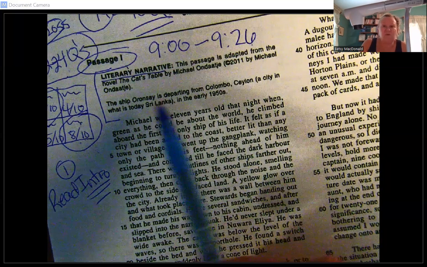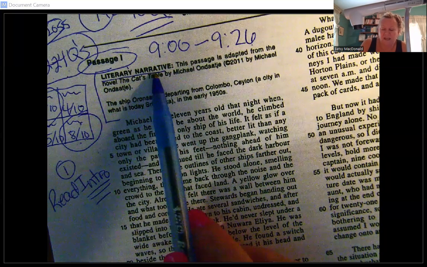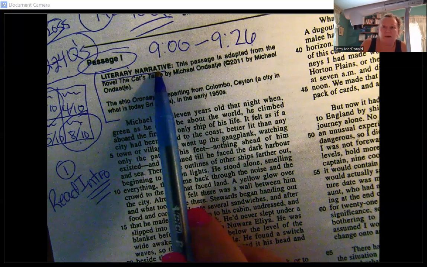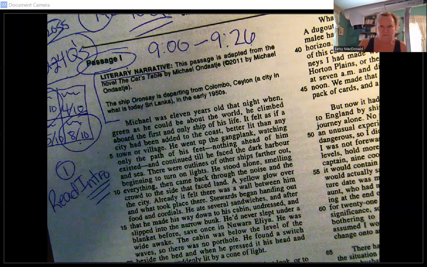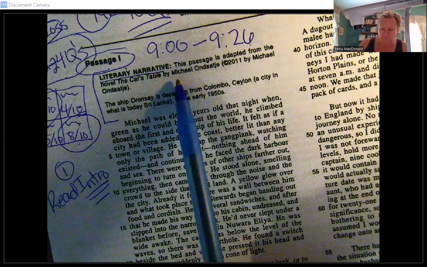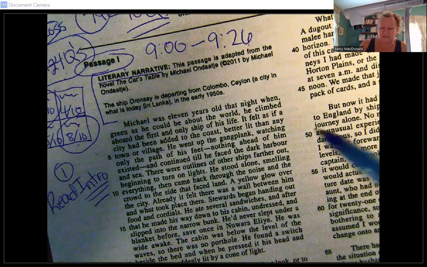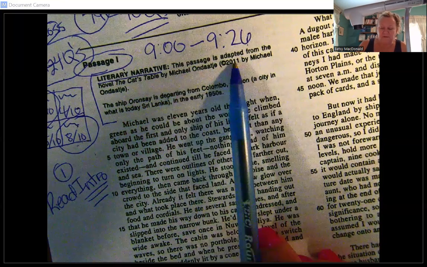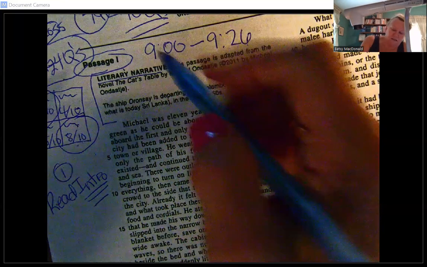All right. So we know already a literary narrative. Miss, what does that mean? It's somebody's story. Somebody is telling a story. They might be telling their own story. They could be telling someone else's story. Make sure I don't run over on time. But this is a good thing for you to know. You've got to know what the background of the story is so that you're already set up for success. The passage is adapted from the novel The Cat's Table.